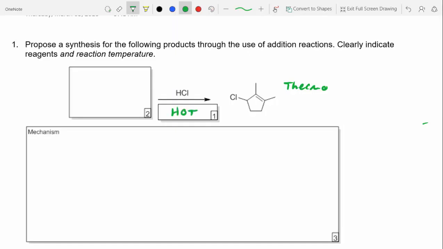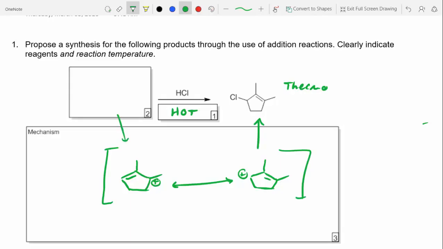All right, let's go backwards. In order to make this, we had to have some sort of precursor where there was a carbocation in this location, right? What resonance structure could there be for this carbocation? So we'll say this has a resonance structure where we have a double bond here and a carbocation here.